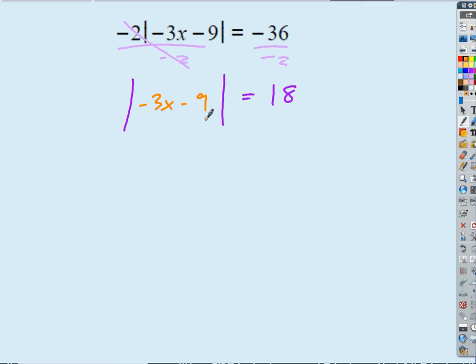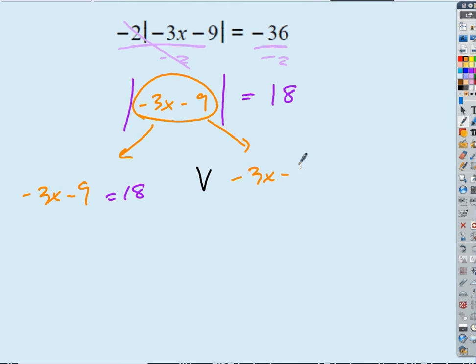So what are the two equations? I'm going to put an or sign in the middle. What are the two equations we're going to get from this? Whatever's inside, 3x minus 9, either equals 18 or equals negative 18. And just solve them both. You get two solutions, right? You can do that. From there, it's piece of cake.